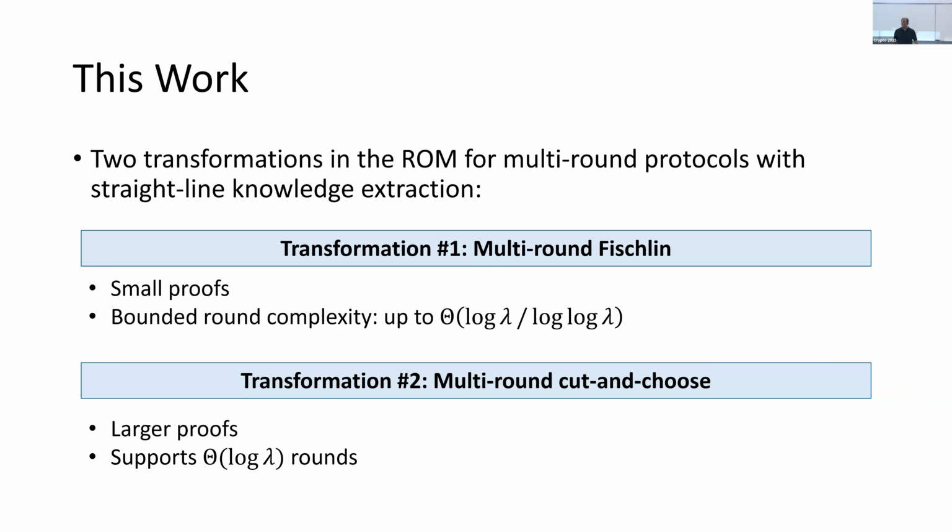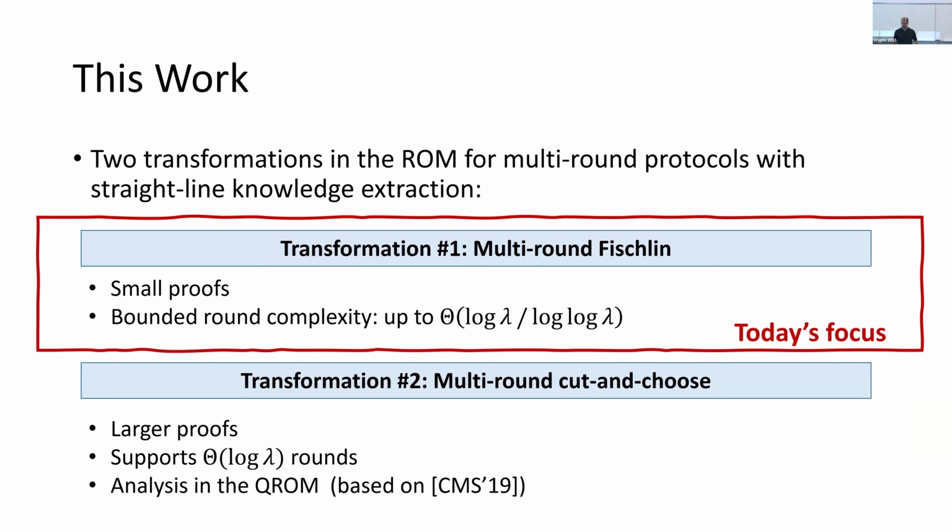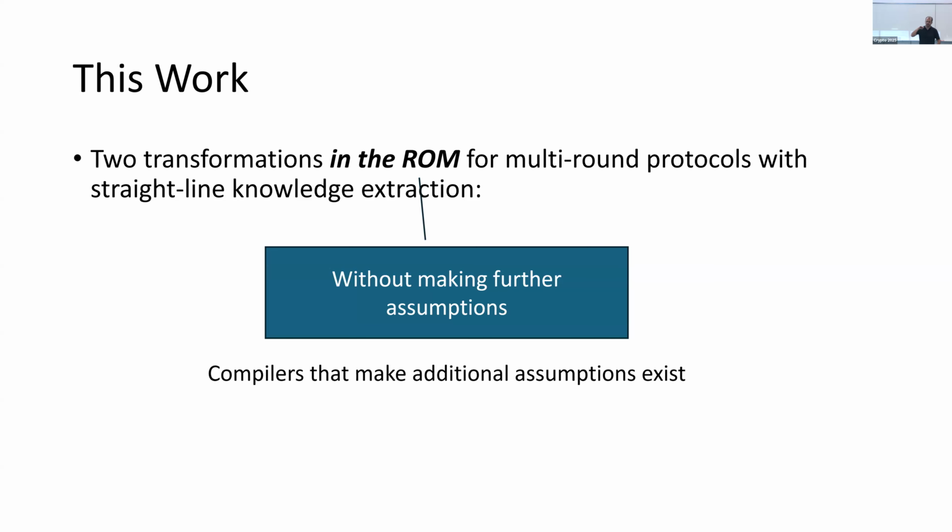So I want to focus mainly on our first transformation because it's more interesting from a technical perspective. But before we do that, I just want to mention that we're interested in transformations that only assume a random oracle on top of the underlying arguments. If you are willing to make additional computational assumptions, there are other compilers that compile into non-interactive arguments with a straight-line extractor, and we have a full account in the paper.